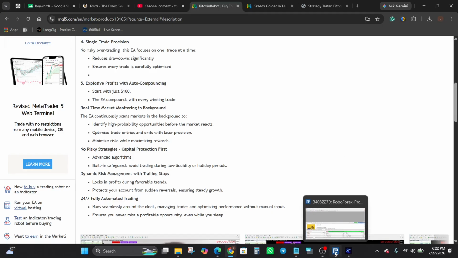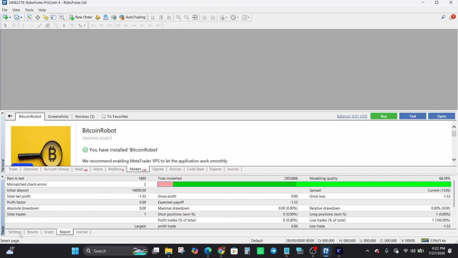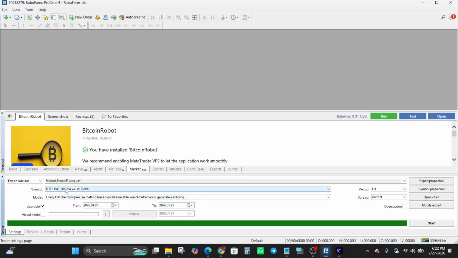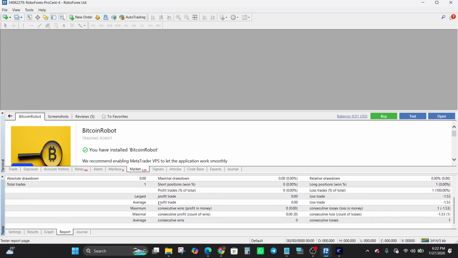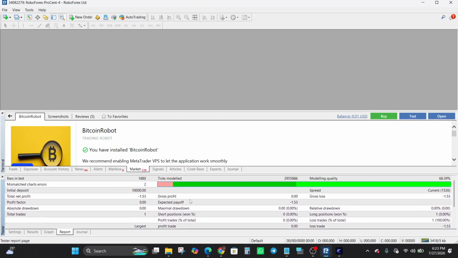For this review, I ran the test on BTC USD, of course, which is the recommended asset, using the H1 time frame with the every tick modeling method, covering data from late April to late July 2026. The initial deposit was $10,000. Now, one thing that immediately stands out is that this particular test produced only a single trade during the entire testing period. Now, that trade was a buy position.